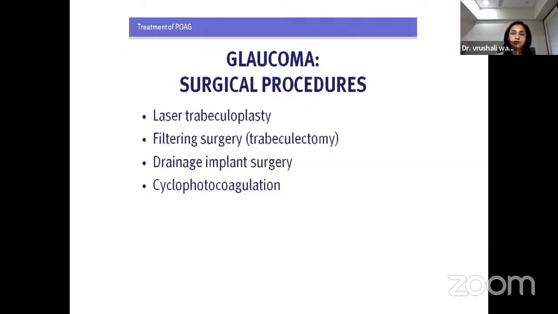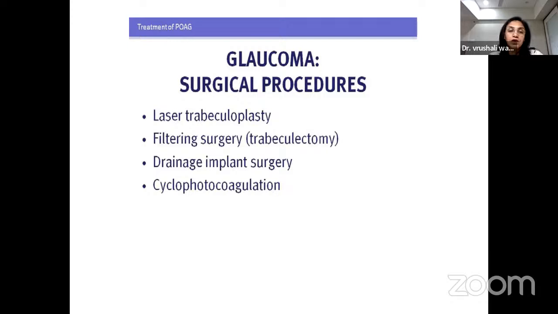Now coming to the surgical procedures of glaucoma, laser trabeculoplasty. Laser trabeculoplasty cannot control the eye pressure single-handedly. We need to supplement with medications in patients in whom we do laser trabeculoplasty. Then coming to filtering surgery, the most common surgery we do is trabeculectomy, to reduce the resistance in the trabecular meshwork. Then drainage implants. In more severe cases where the trab has failed, we suggest drainage implant surgery, and the Ahmed valve is most commonly used.